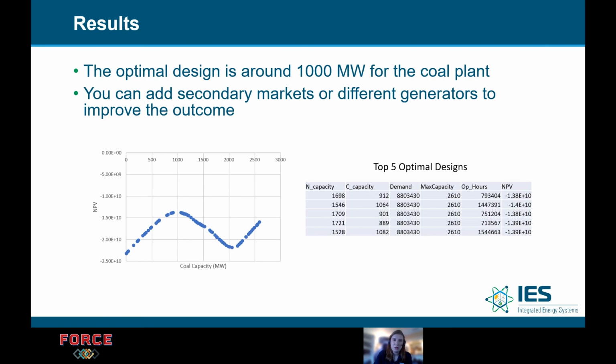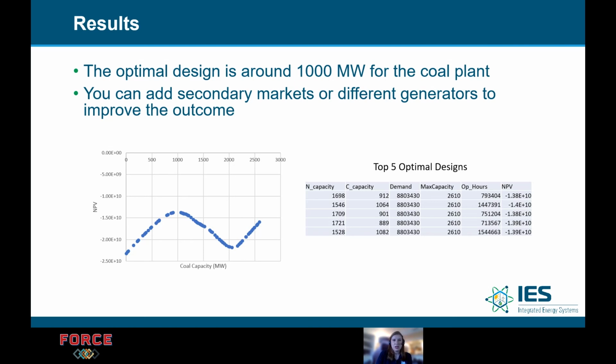So when I put this through TEAL, that's the graph of the designs that I get for the coal capacity versus the NPV. So obviously this is a very bad investment. I don't recommend anyone do that. But the optimal design is around 1,000 megawatts for the coal plant. And if you wanted to hone in on what the actual optimal design was, you could just go between the two designs up there, 912 and 1064. You can just do an optimization between those two points and get better resolution.